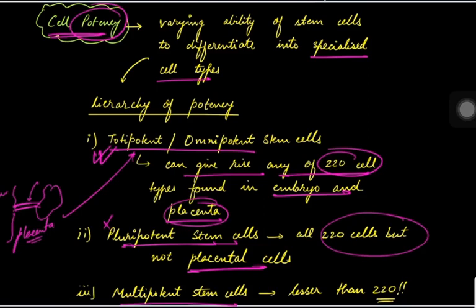And then there are multipotent cells. Multipotent cells can develop into different cell types, but they are fewer than 220. So if I arrange them in decreasing order of cell potency, the highest level will be totipotent or omnipotent, then pluripotent, and then multipotent stem cells. So that was all about the basics of this biotechnology.